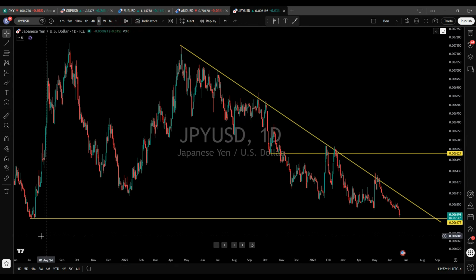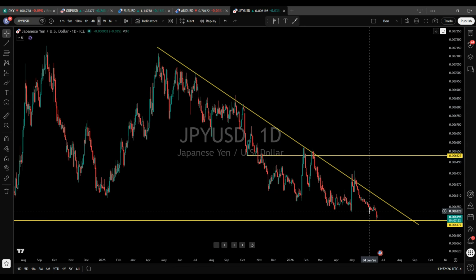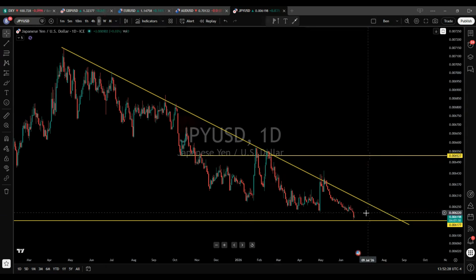Your next level of support, low pivot point, that hit from the lows of July 2024 all the way. This would be another retrace to the bottom at 0.006177. We're still technically in a downtrend. What I would like to see is price action to consolidate right on this, all the way to this down-sloping trend line again. Then I would like to see a breakout with a continuation move.